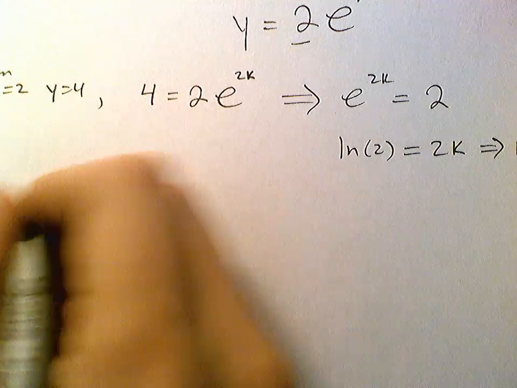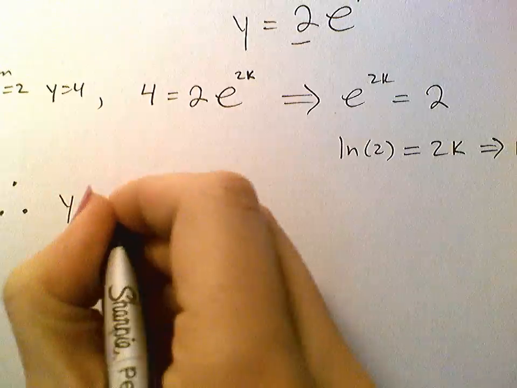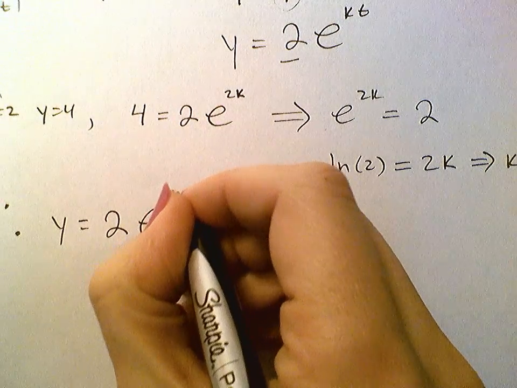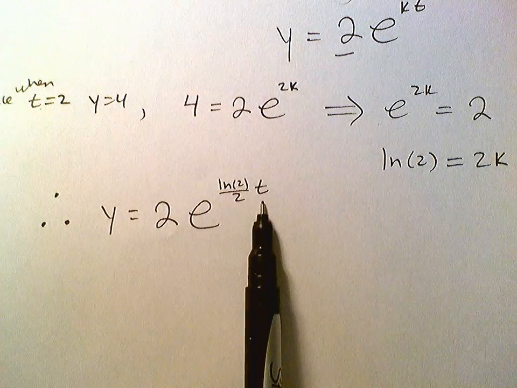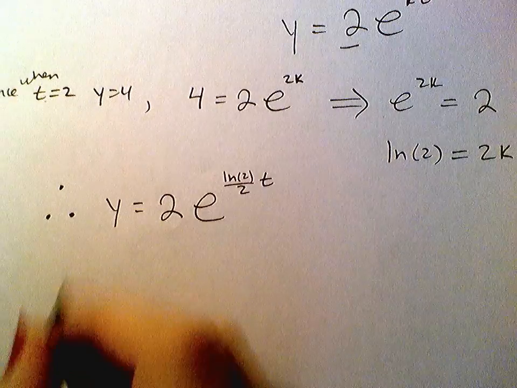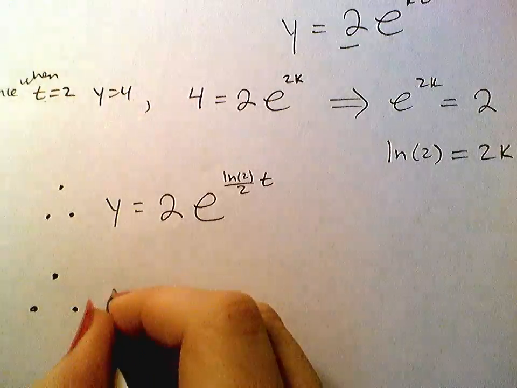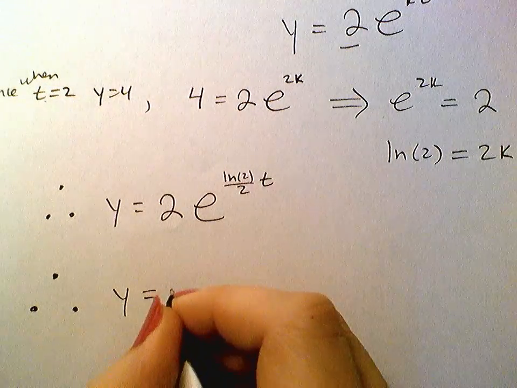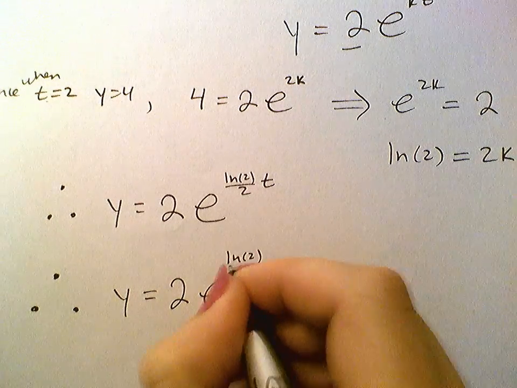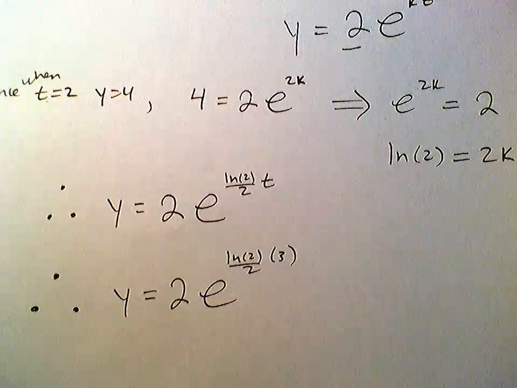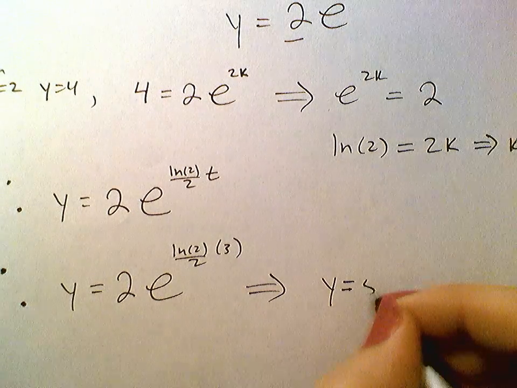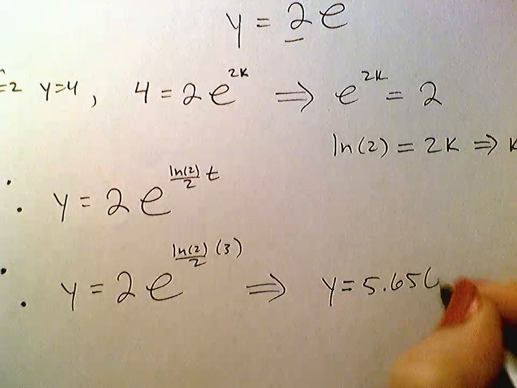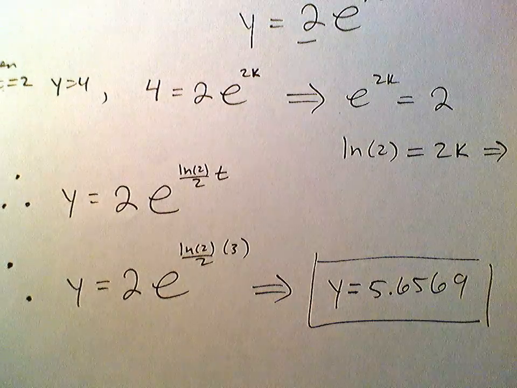Alrighty? And then we can say, therefore, y is equal to 2e to the, put this in for k, natural log of 2 over 2, times t. So this function here, we could plug in any value of t and it's going to give us the y value. Therefore, we want the y value for the t value 3. So I'm going to plug in 3 for that. And I already did this. You could just leave it like that, but let's get a decimal. So y equals 5.6569. Okay, so that's how you solve that.